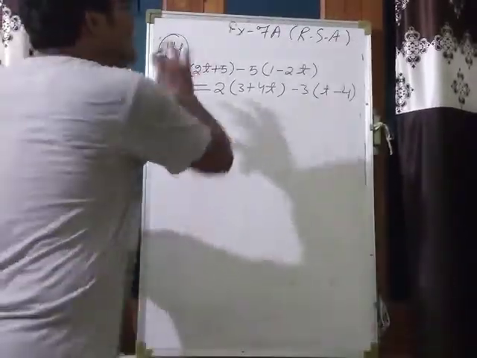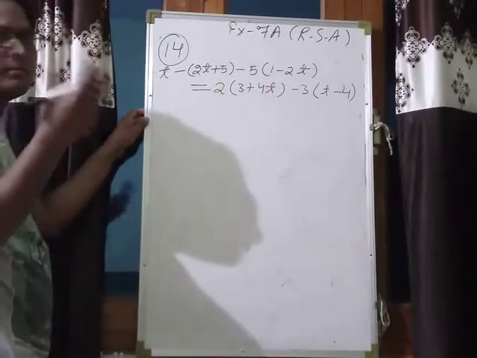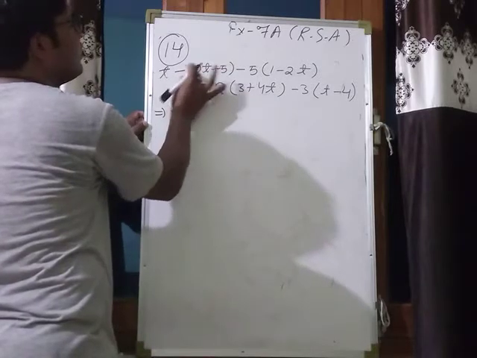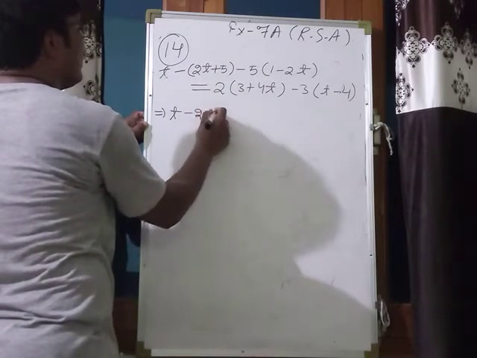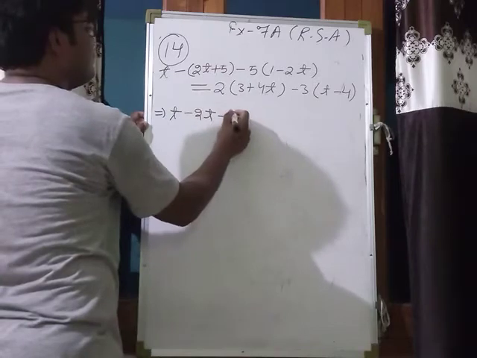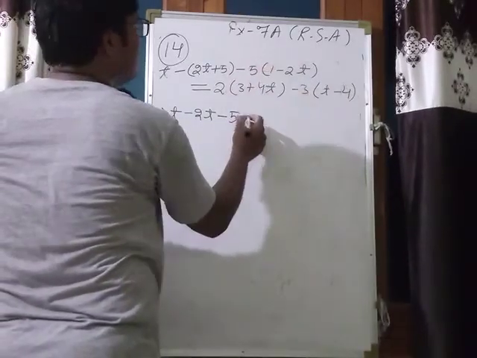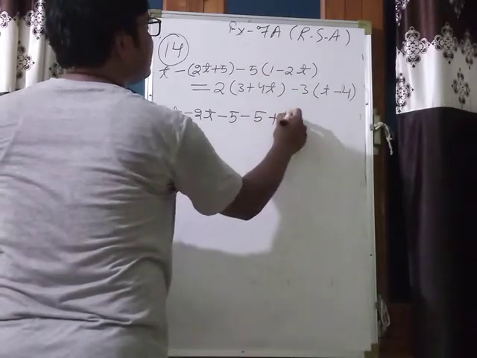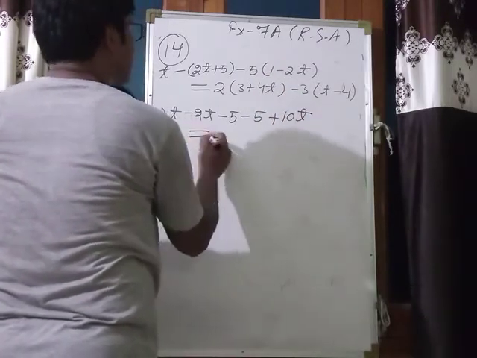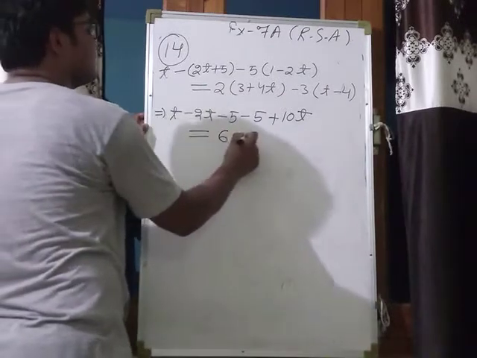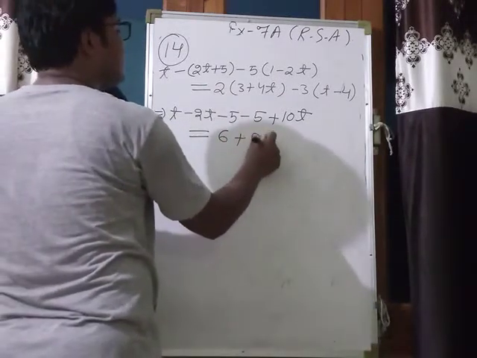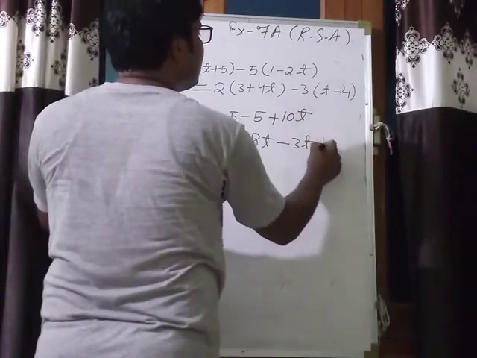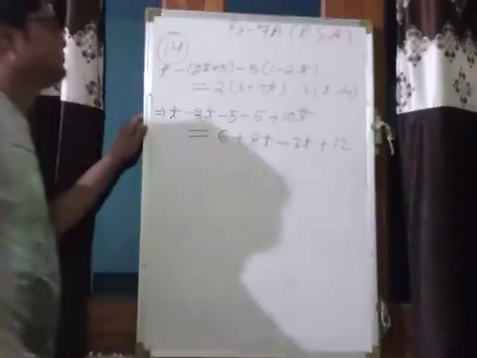See, open the brackets first, left side and right side, both sides. So it will be what? This is t, and open this bracket, minus 2t and minus plus minus 5. Open this bracket, minus 5 into 1 minus 5, minus into minus plus 5 2s are 10t, that is equal to 2 3s are 6 plus 2 4s are 8t, this is minus 3t and minus minus plus 3 4s are 12.